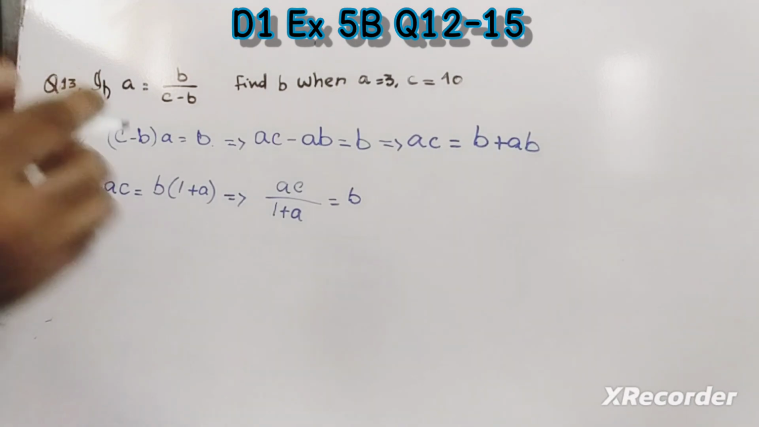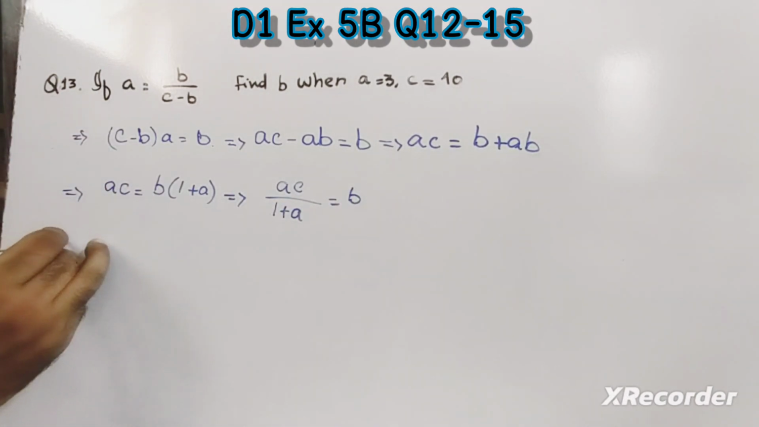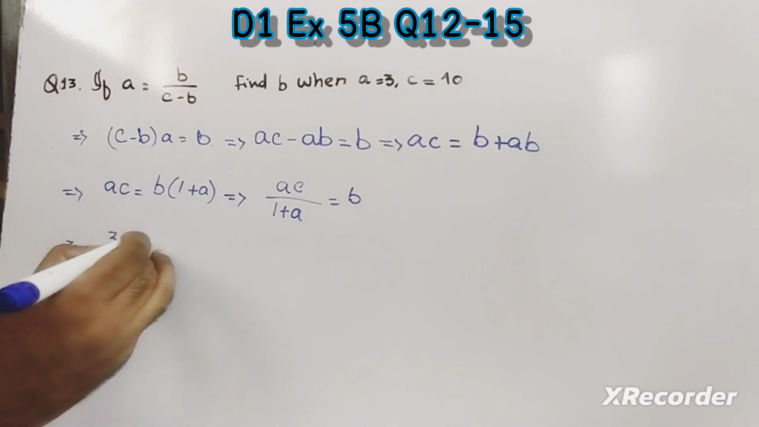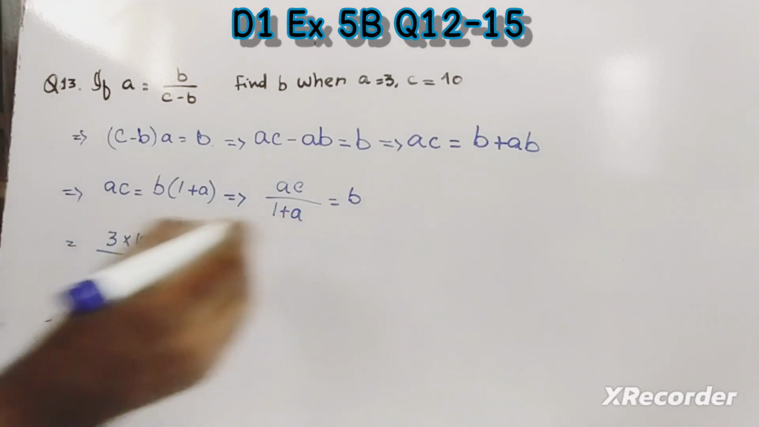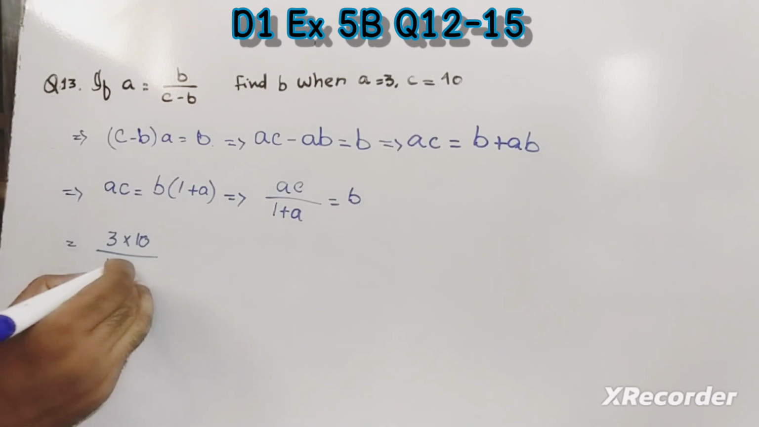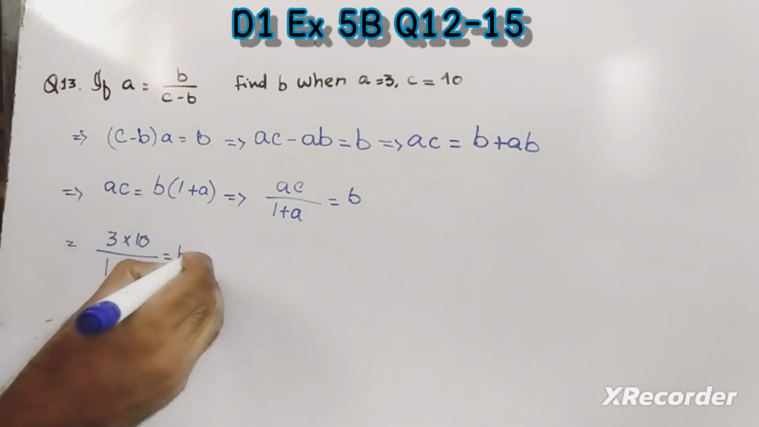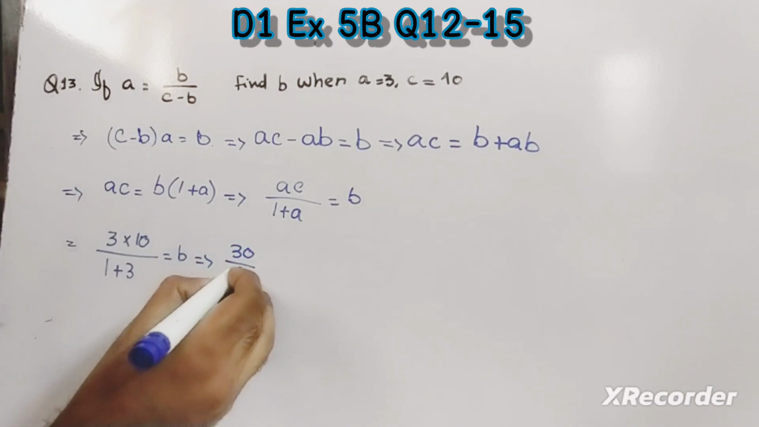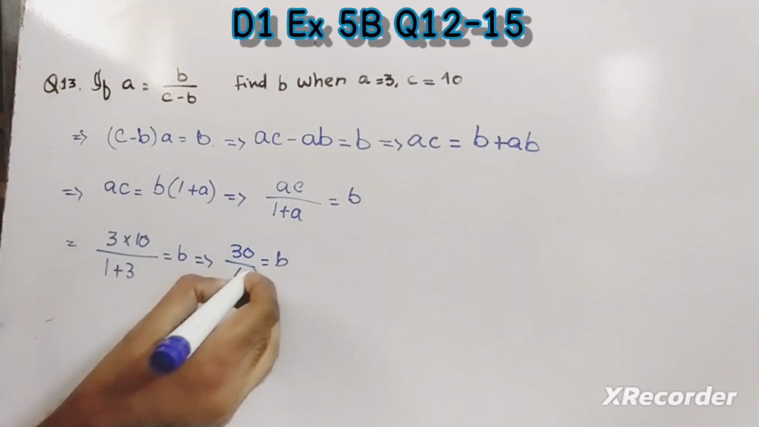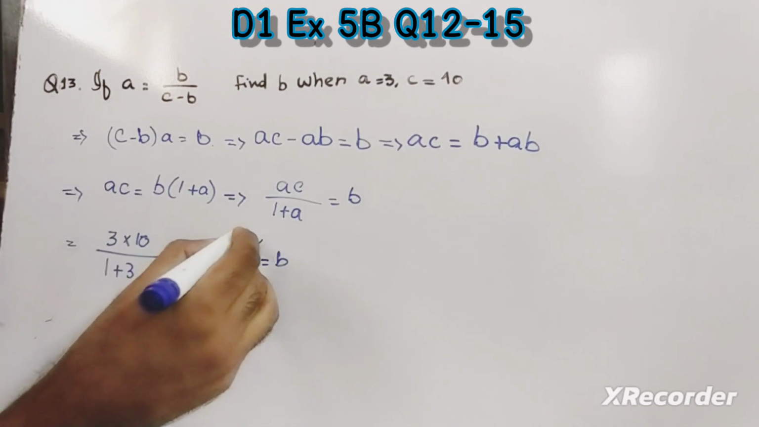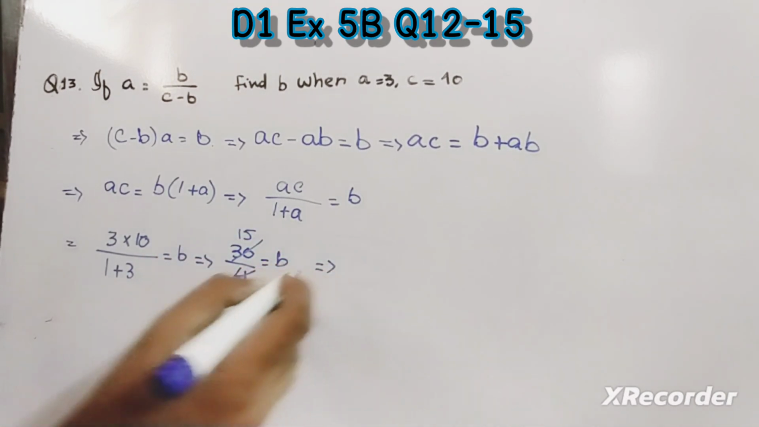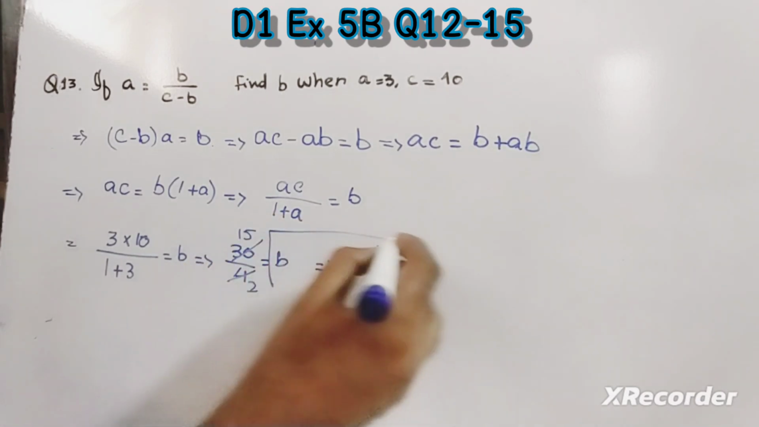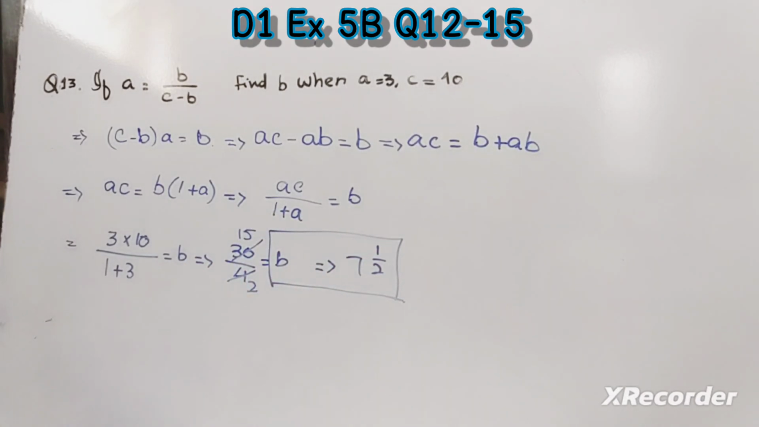Now put the values that are given, like that: A into C means 3 multiplied with 10 in numerator, and 1 plus A, 1 plus 3 is equal to B. So what we get is 3 times 10 is 30 upon 4 is equal to B. 2 15, so our B becomes 7 whole 1 upon 2. That is our required answer.